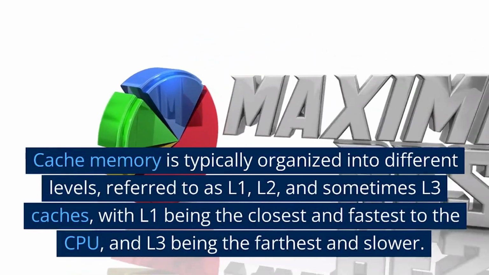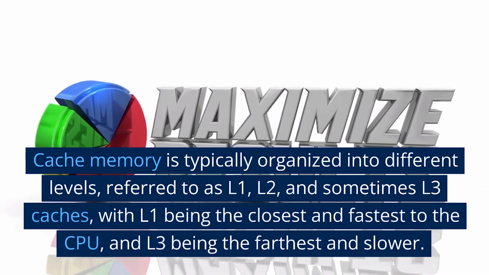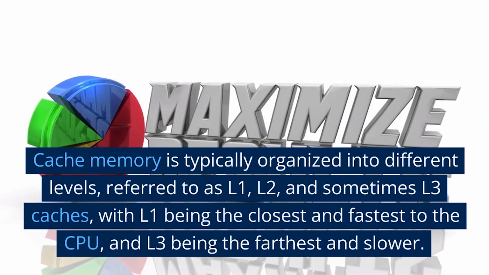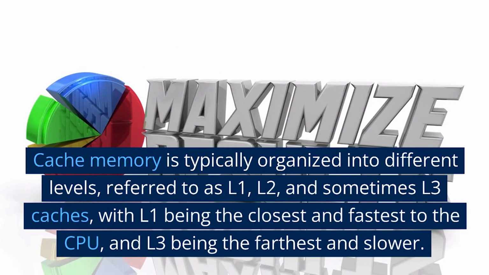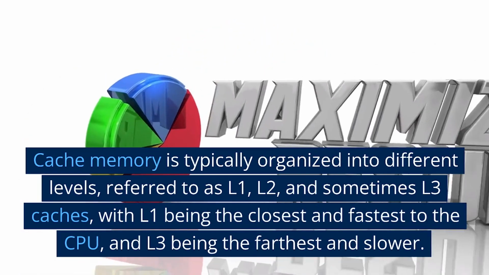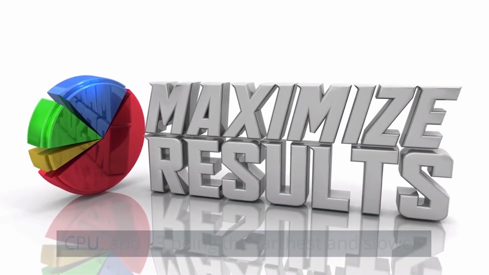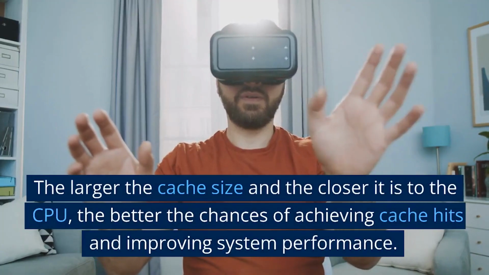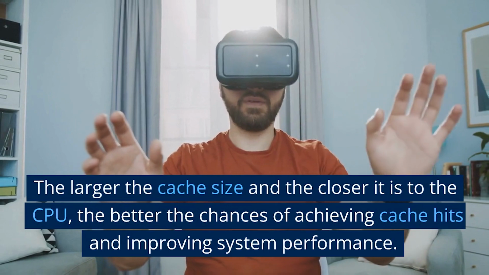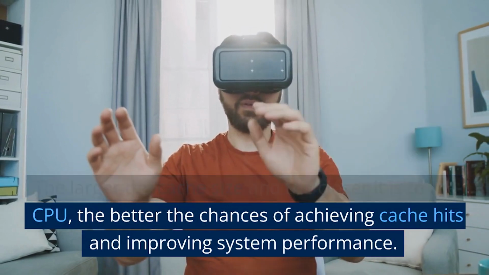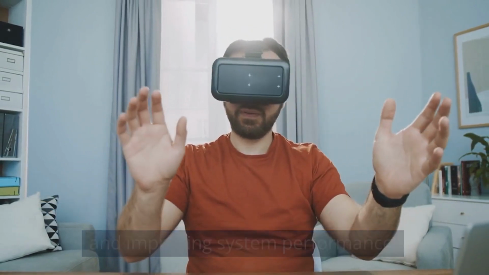Cache memory is typically organized into different levels, referred to as L1, L2, and sometimes L3 caches, with L1 being the closest and fastest to the CPU, and L3 being the farthest and slower. The larger the cache size and the closer it is to the CPU, the better the chances of achieving cache hits and improving system performance.